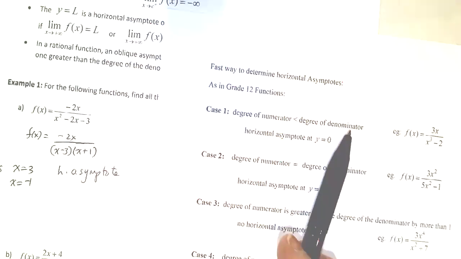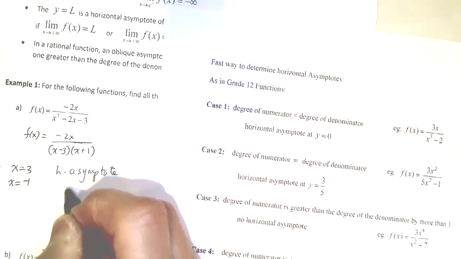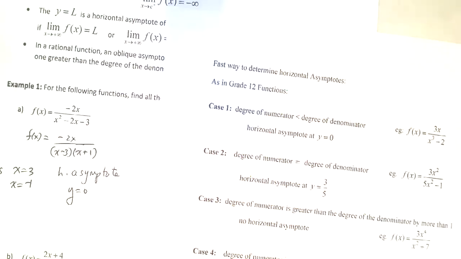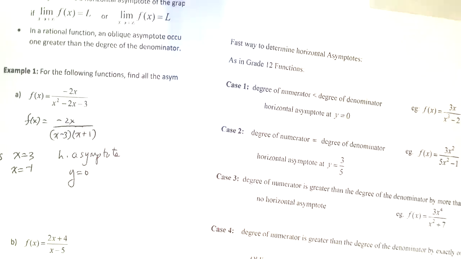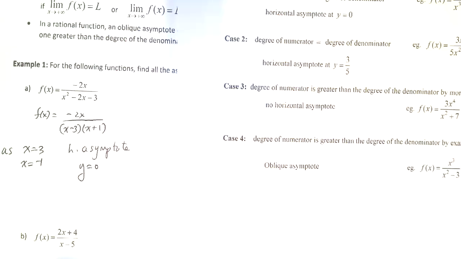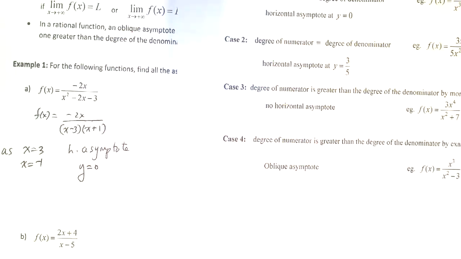The numerator is less than the denominator. And so we have a horizontal asymptote at y equals 0. Nothing different from last semester. The second example, the vertical asymptote is easy and quick to see. That's at x equals 5.